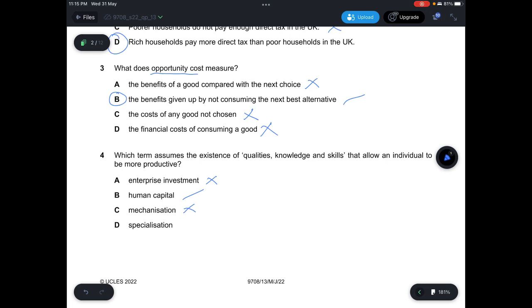So D is also not correct. It's not specialization, so it has to be B, which is human capital.